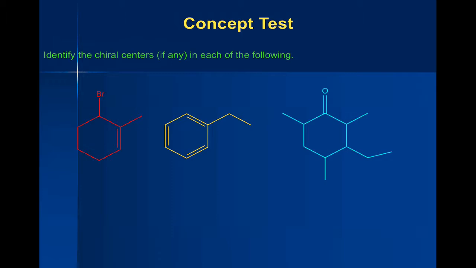How about this one? Yes. This one? Nope. It's got 2 hydrogens. And how about this one? Yes. Different substituents, right? So we've got 1, 2, 3, 4 different chiral centers on this small molecule. Okay? So you would have 4 stars, so to speak, on that molecule.